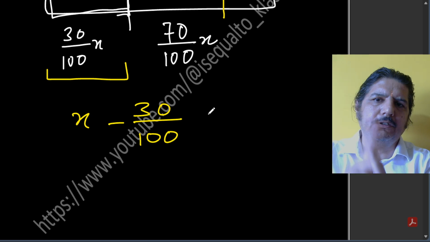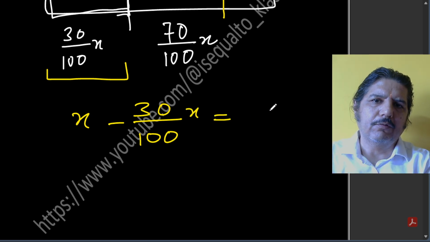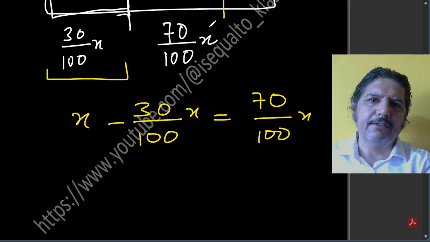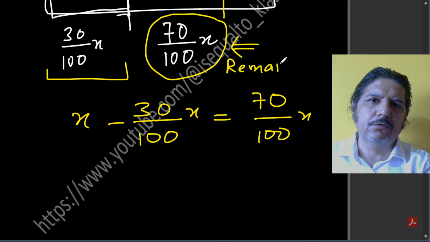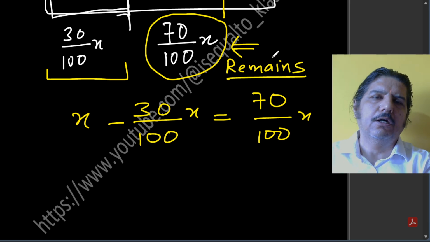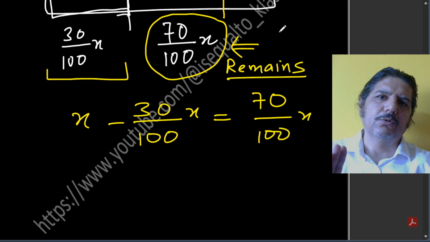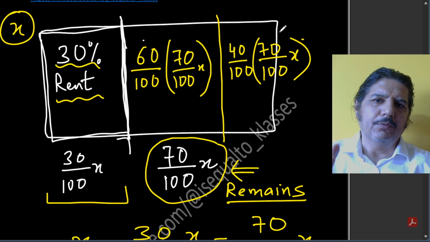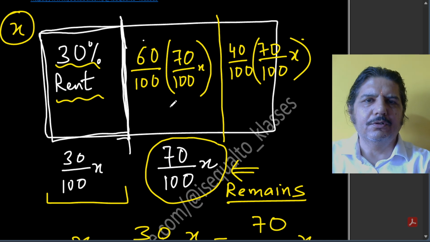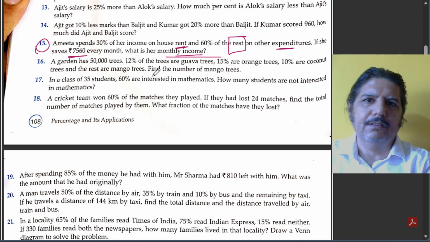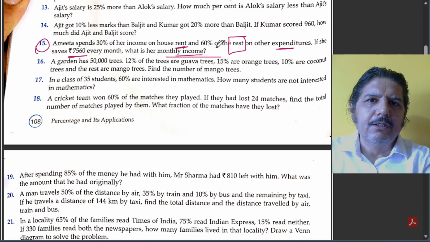So X minus 30% of X. You calculate this will be 70 upon 100 x. So 70 upon 100 x, this is the amount that remains after she has paid the rent. Now you need to understand this because on the basis of this, the rest of the question would be done.